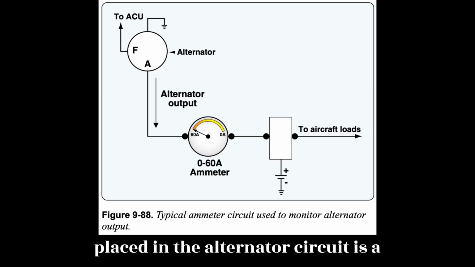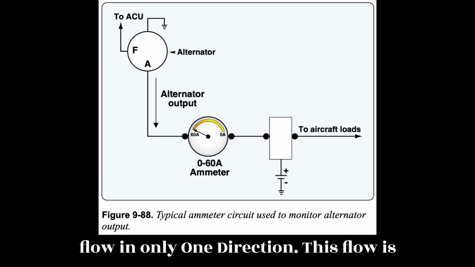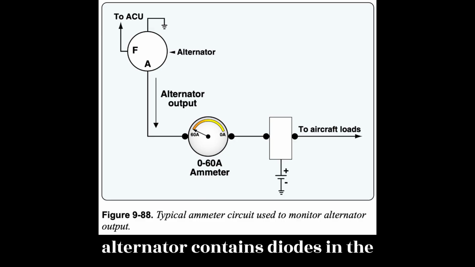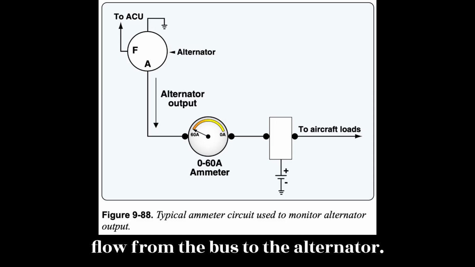An ammeter placed in the alternator circuit is a single polarity meter that shows current flow in only one direction. This flow is from the alternator to the bus. Since the alternator contains diodes in the armature circuit, current cannot reverse flow from the bus to the alternator.